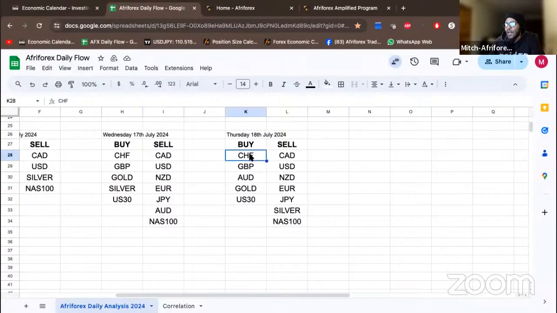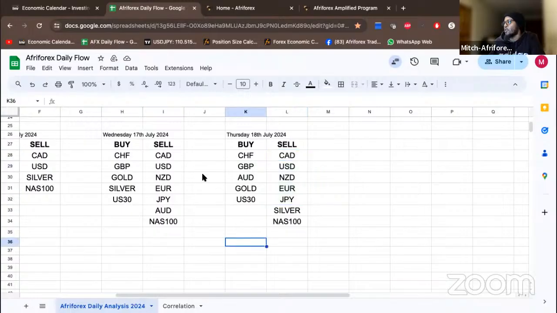Now, today, there's just been one slight change. You can see we still have the Swiss franc and the British pound on the buy side. However, we have now moved the Australian dollar to the buy side as well. So we'll be focusing on these three, and we're going to mix and match them with all these pairs on the sell side: the Canadian dollar, the US dollar, the New Zealand dollar, the euro, and the Japanese yen.